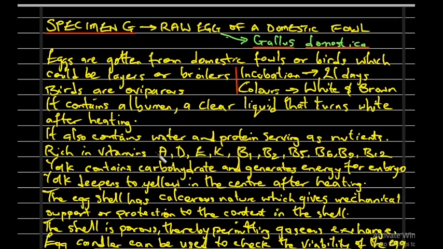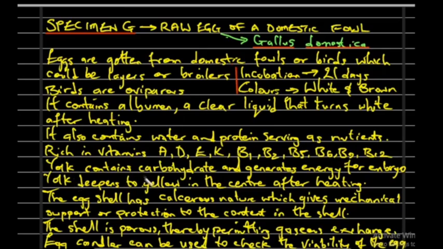The egg is rich in vitamins A, D, E, K, which are the fat soluble vitamins, and then water soluble vitamins like the vitamin B complex: vitamin B1, B2, B5, B6, B9, and B12, which is cyanocobalamin. The yolk in this particular egg contains carbohydrates, and it generates energy for the embryo.